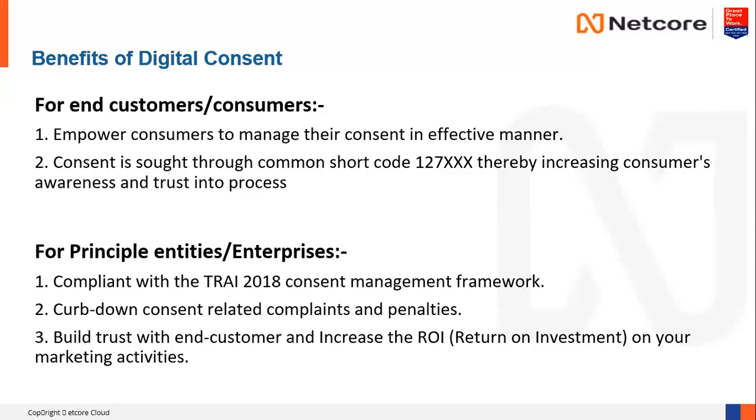Second benefit: since the consent is sought through a common shortcode, the operator will initiate a message using a header that starts with 1 to 7. The last 3 digits are reserved for each and every operator, so they will change. But 1 to 7 is the standard short code or sender ID with which the consent will be initiated. This will increase the consumer's awareness and trust in the process. So this will be standard. All operators will initiate the consent using this short code, so it will be a standard and trusted process.